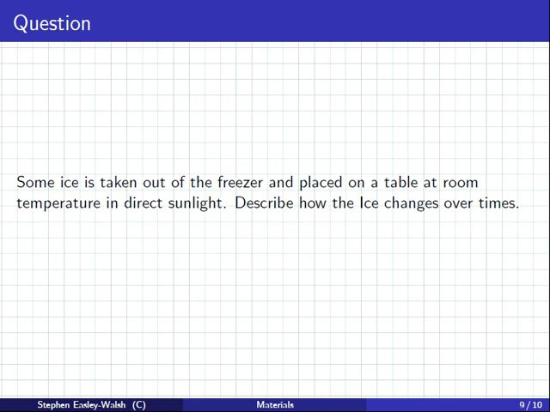What's the name of the lesson? States of matter. Okay. I thought I put this question in already.